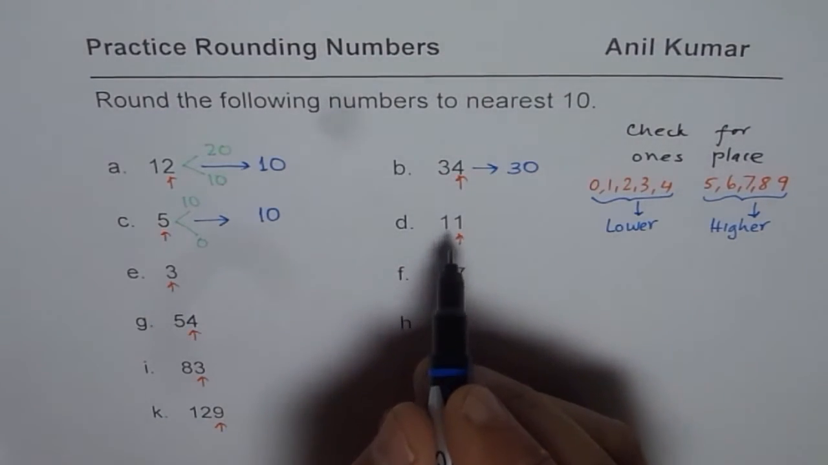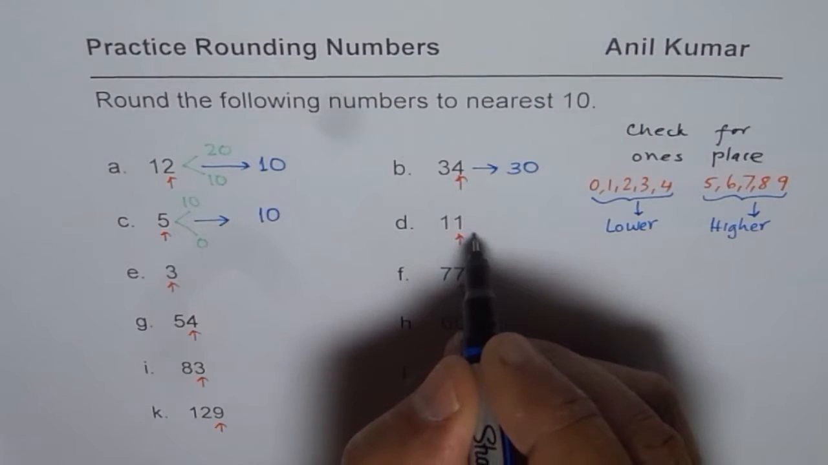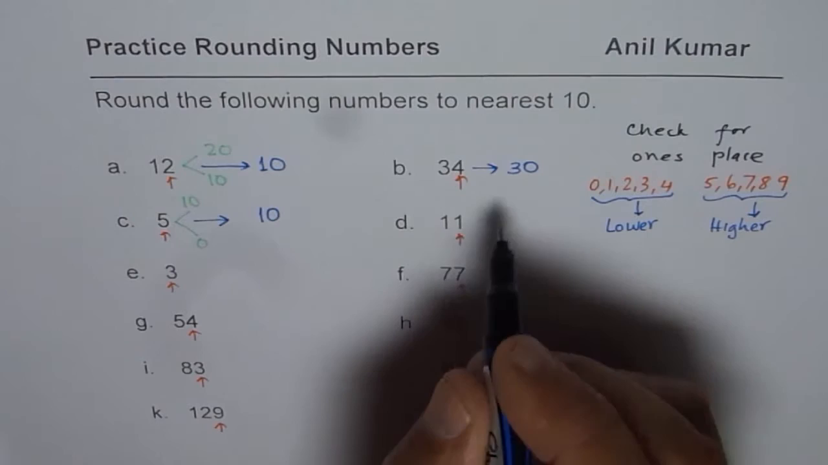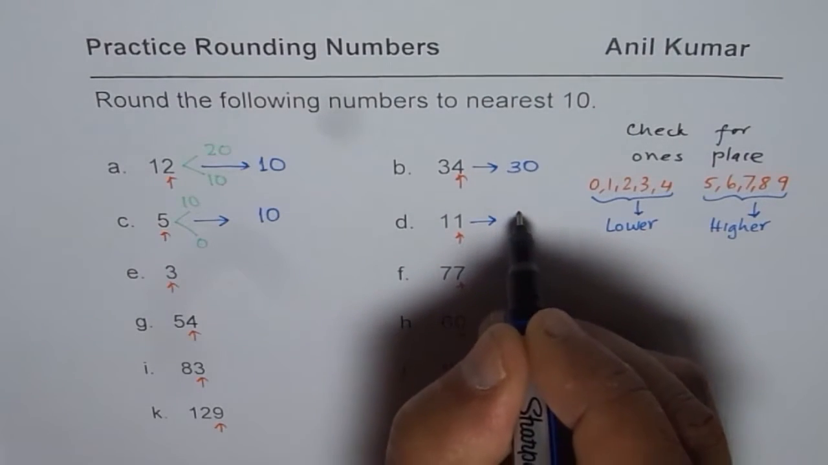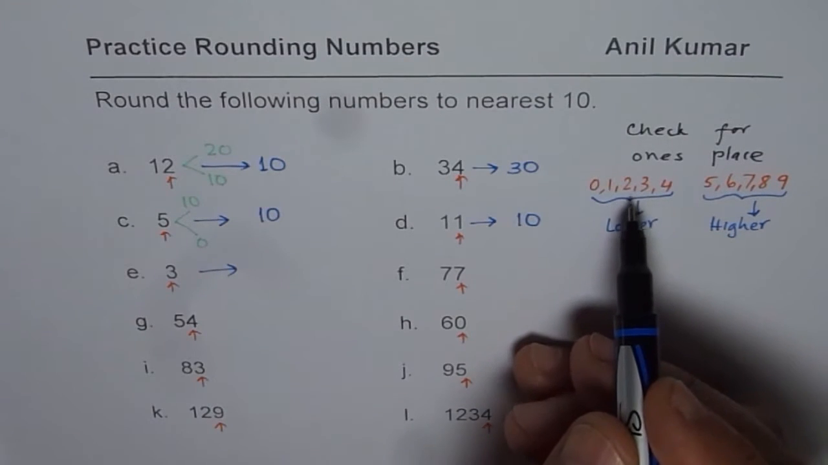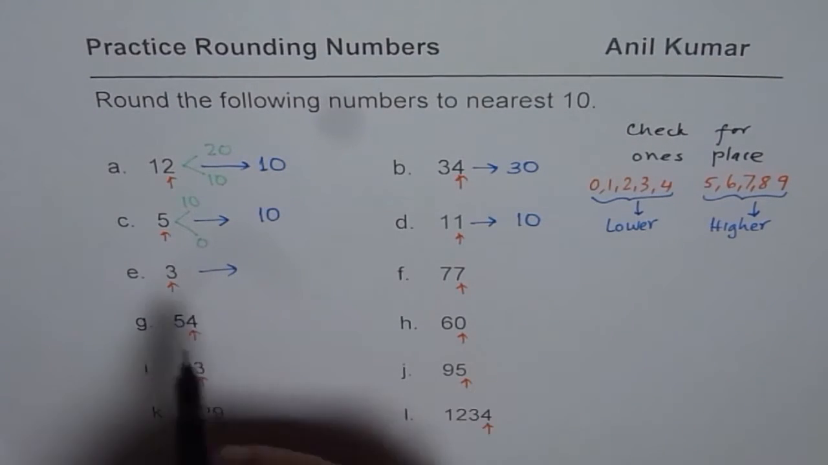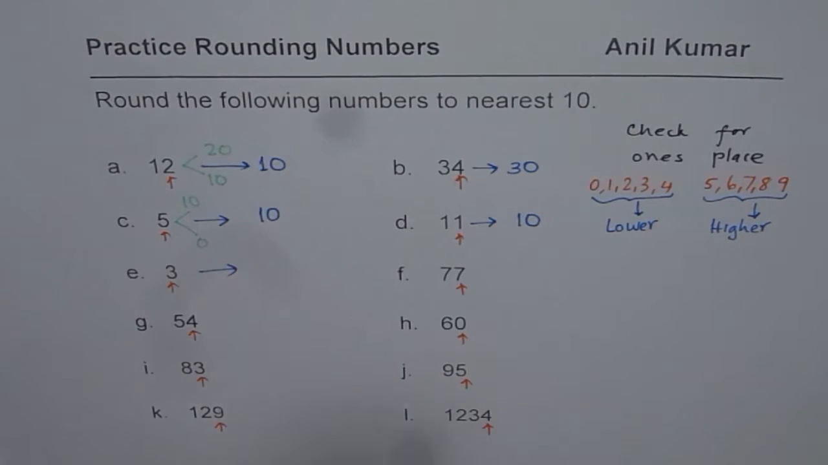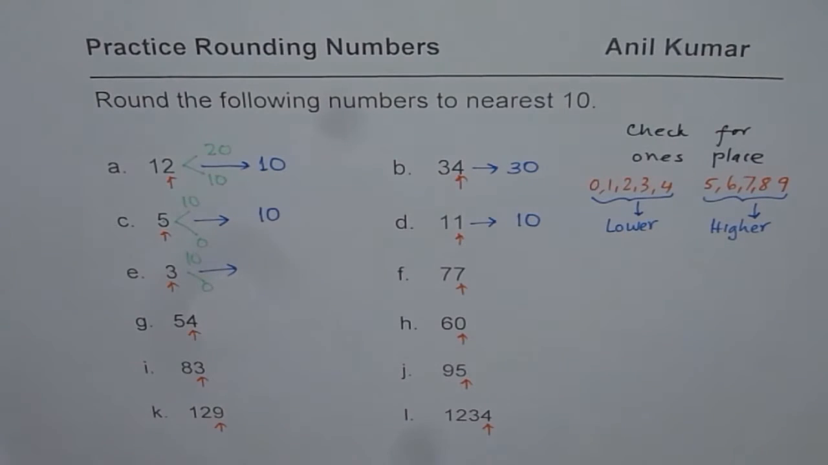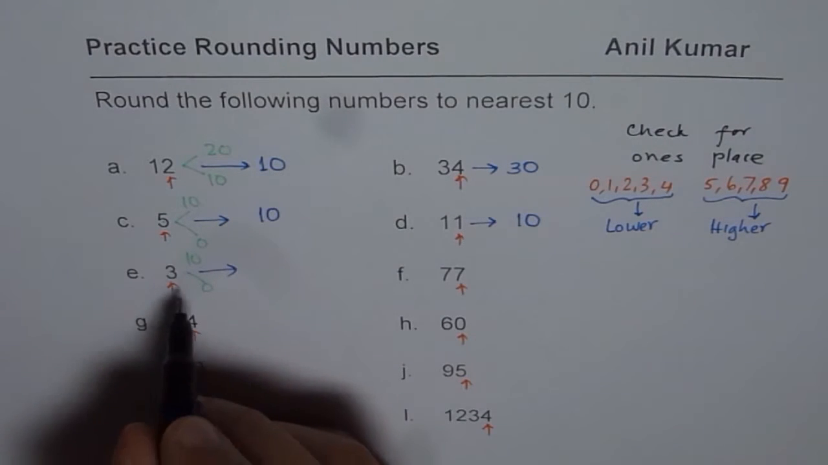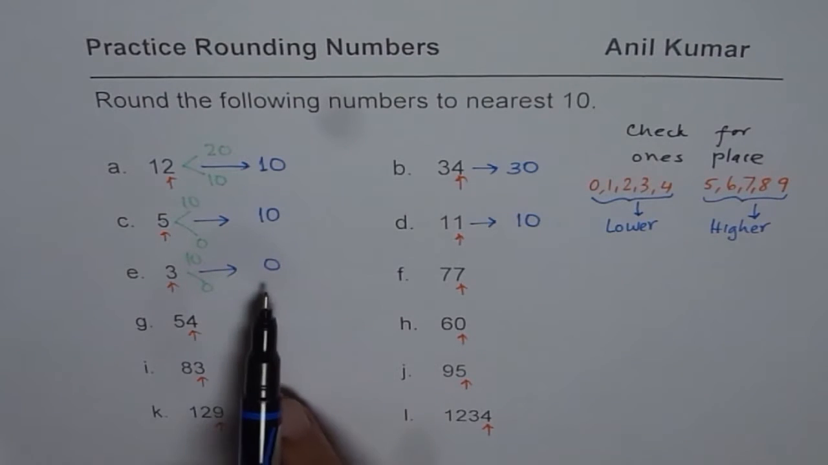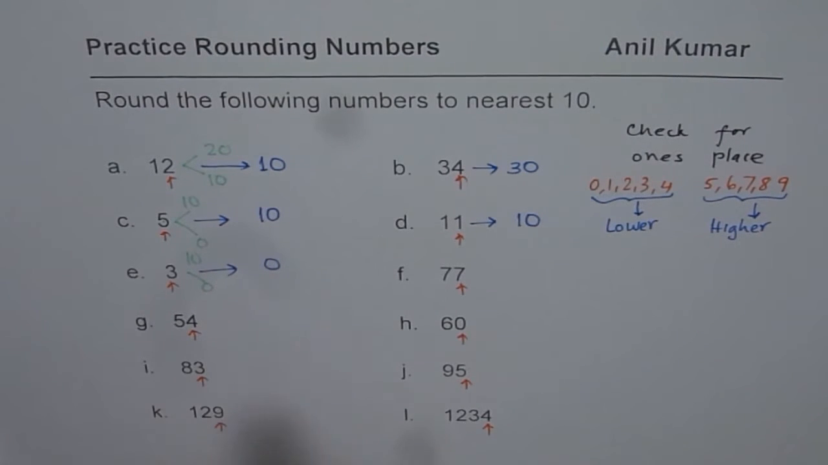How about 11? 11 could be rounded to 10 or 20. Since 1 is in the first group, it is less than 5, we round it to 10. Now 3. That is interesting. 3 will round lower. But what is lower than 3? Well, it could be 0 or 10 as we did in the previous case. Since 3 is lower than 5, it rounds to the lower number, which is 0. So on rounding, you can also get zeros. You get the idea, right?